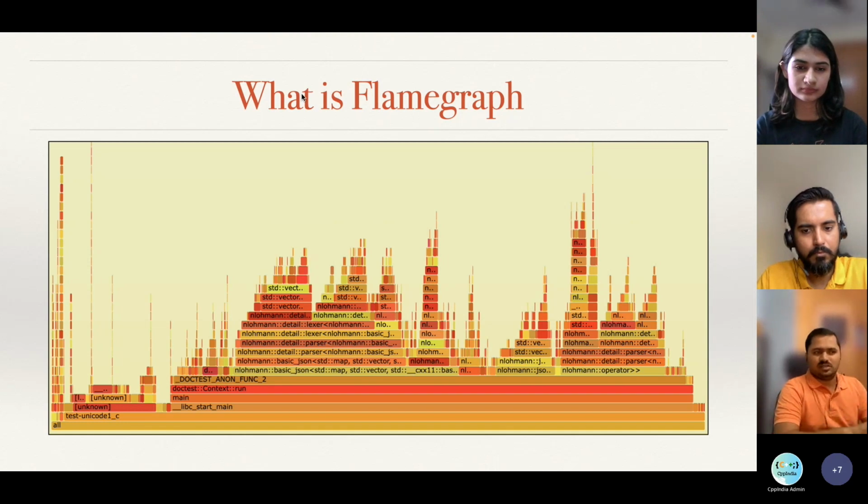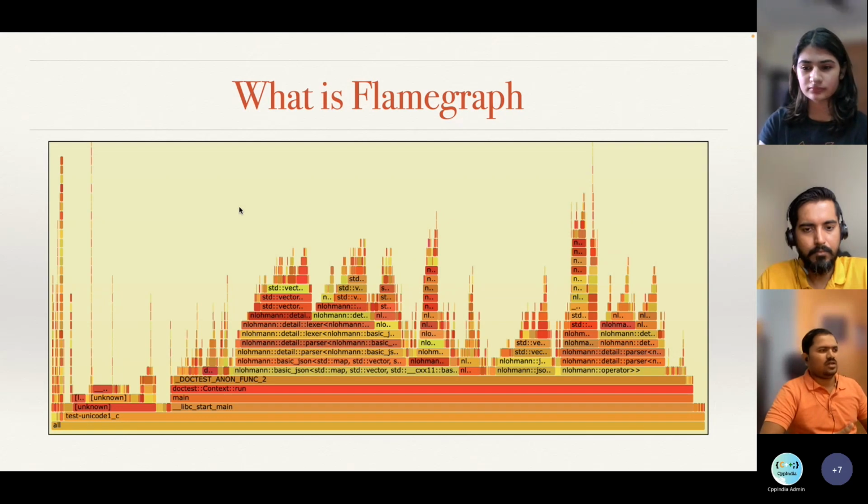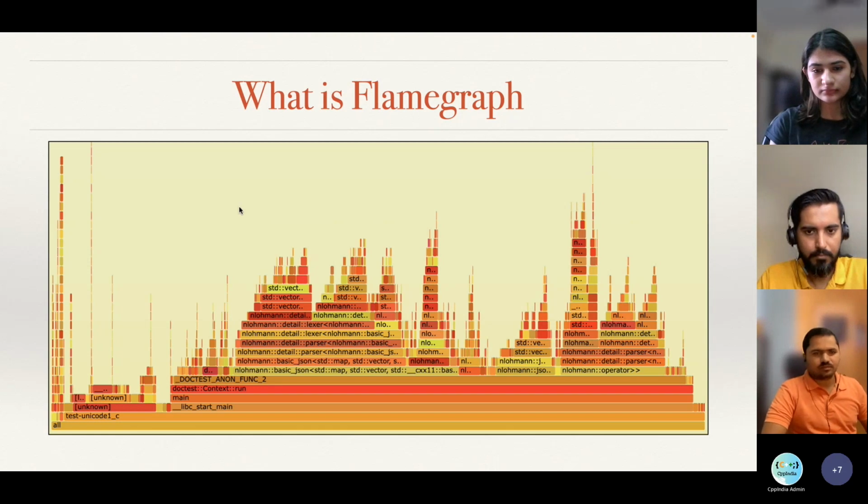Don't worry about the colors, they are kind of random. Color doesn't say whether a particular thing was using high CPU or low CPU. For example, if you see main, it is spanning almost 95-99%, and there are some unknowns. That means every time we sampled the program, main was on the call stack. Okay, so this is what it shows. We'll generate one flame graph and go into the details of that one as well.